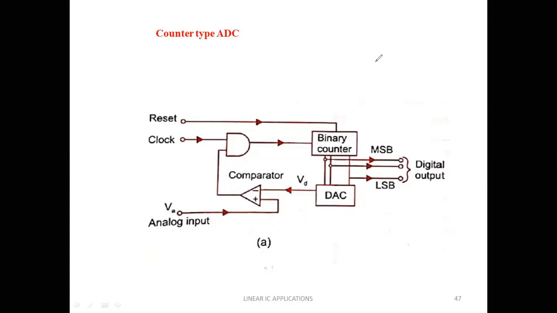So once again, listen. The counter is a device that counts the number of pulses applied as input to the binary counter, and it generates an n-bit digital output which is applied to the DAC as an input. The output voltage of the DAC is compared with the analog input voltage. Depending upon the comparator output, this logic device will transmit the clock pulses to the binary counter. So the binary counter counts the number of pulses.